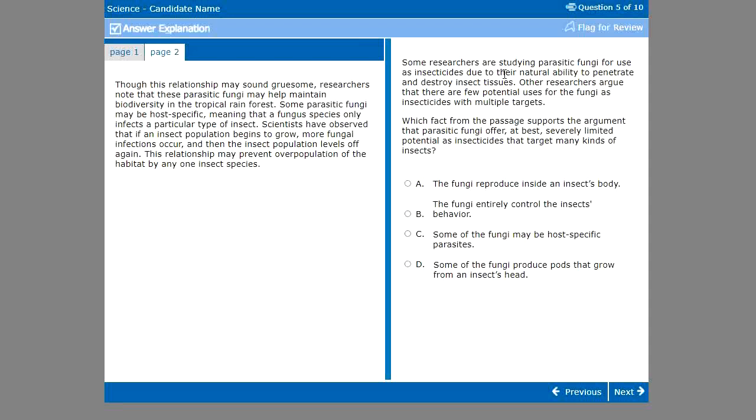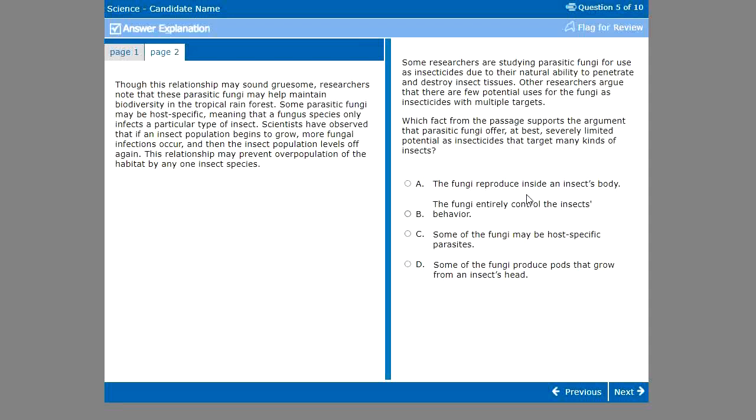Some researchers are studying parasitic fungi for use as insecticides due to their natural ability to penetrate and destroy insect tissues. Other researchers argue that there are few potential uses for the fungi as insecticides with multiple targets. Which fact from the passage supports the argument that parasitic fungi offer at best severely limited potential as insecticides that target many kinds of insects? Okay, so can they be used as insecticides? That's what they ask here. Probably yes. What's the problem?